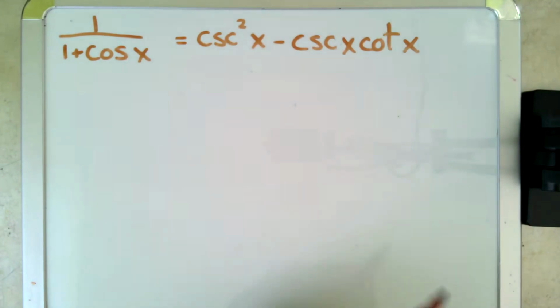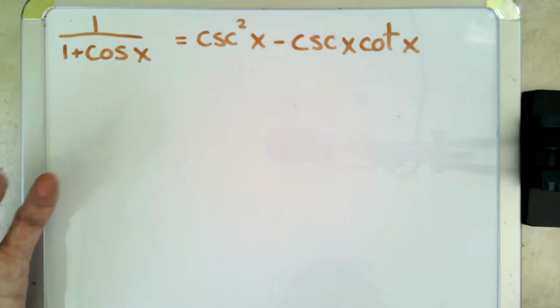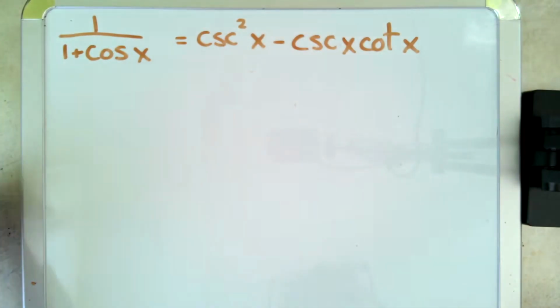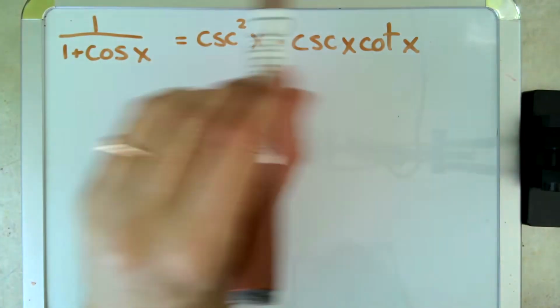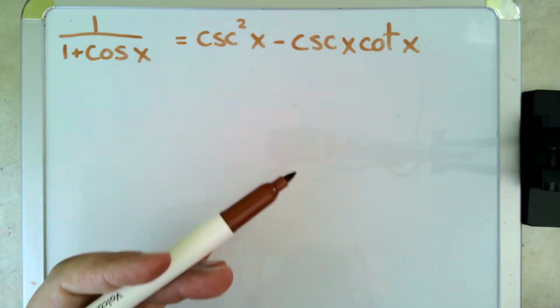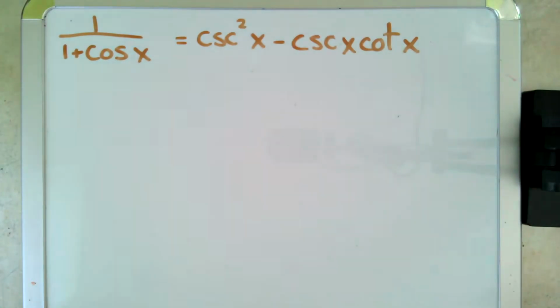And part of how I'm making that decision is there's nothing really to do over here. I don't see any identities, any squared terms. I don't see anything I could convert back to sine and cosine. But over here, I see a lot of stuff. I see something squared, which means that's part of a Pythagorean identity. I see a cotangent, a cosecant. Those can be switched to sine and cosine. So I'm going to start over here.